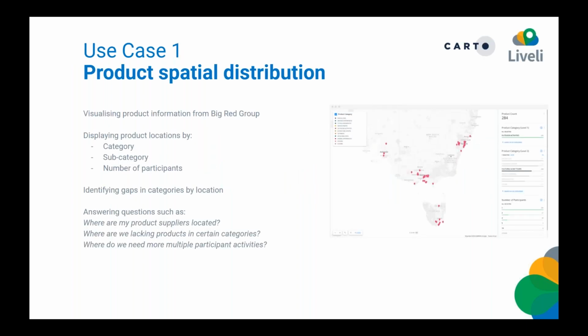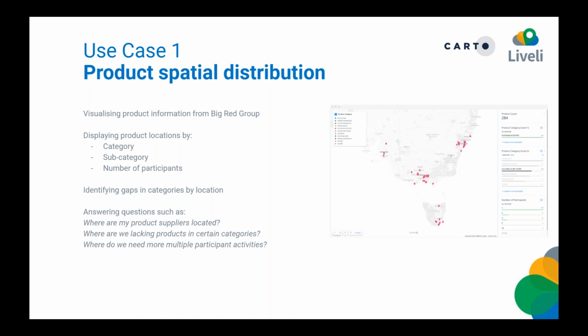So now I'll run you through the three use cases. These are the three we sort of narrowed down. The first one is purely looking at the product information, so this isn't using any Google Analytics information. What we've done here is visualize the product locations on the map, as you can see in this screenshot from the demo. Essentially, we're displaying the product locations by category, subcategory, and the number of participants.